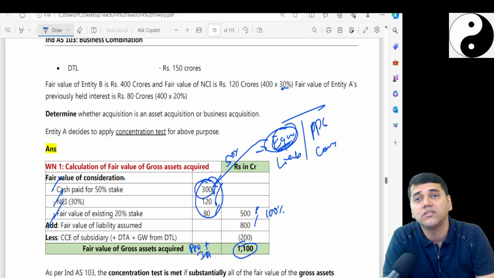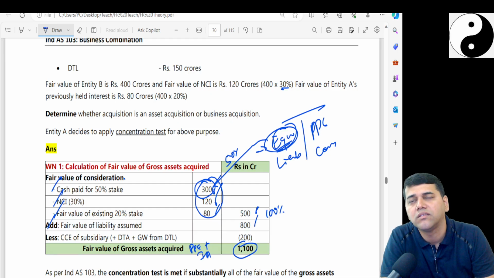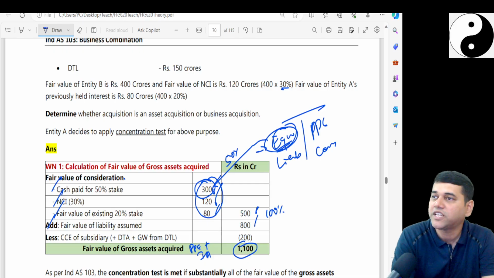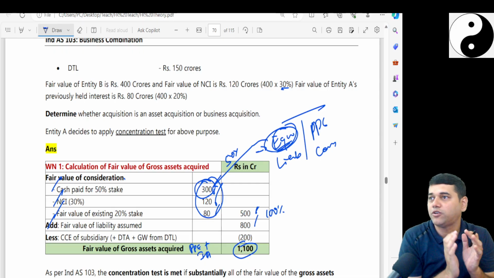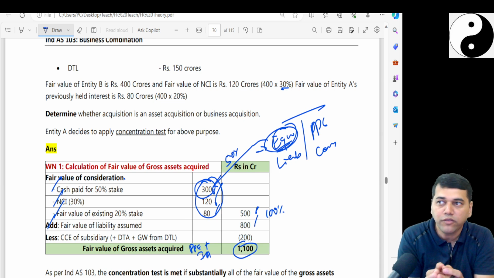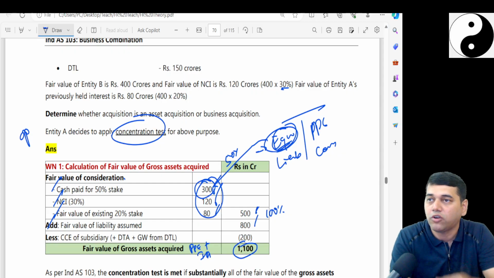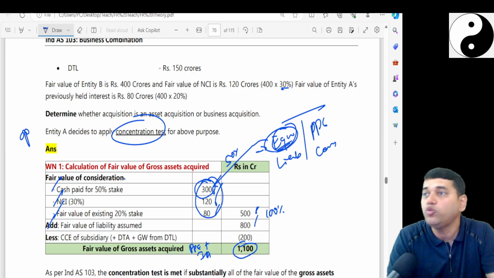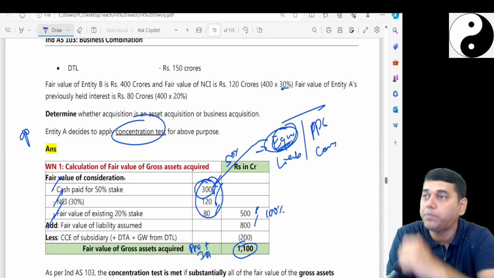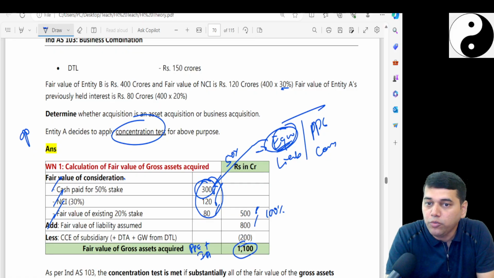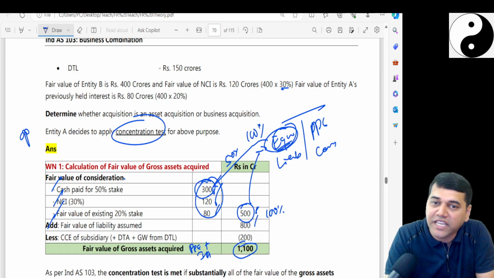Everything is taken over. Your entire balance sheet is taken over. Now, my question is, whatever we are paying them. It's an optional test. They wanted to apply this concentration test. The concentration test says, look, whatever you have paid, what did you pay? Not just cash. You paid 500 for the 100% equity.